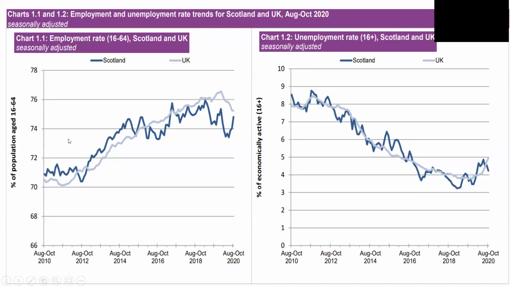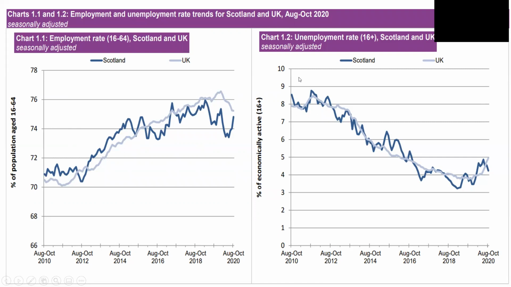And we can see a broadly positive story for both the UK, which is in the light blue graph, and Scotland, which is in the dark blue graph. We see the employment rate, which is the proportion of adults that have a job, rising from about 70% towards the end of 2010 in the UK, all the way up to over 76% for the UK rate by the second half of 2020. So this is a broadly positive story.